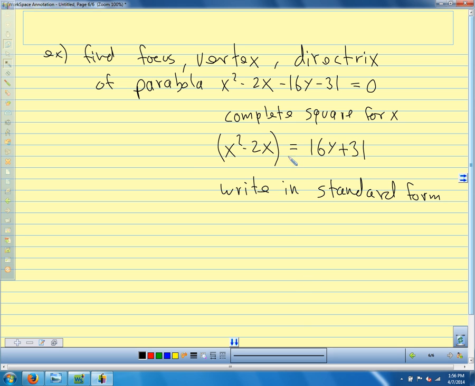Now just looking at this equation, what can we tell about this parabola without even completing the square? Our axis is vertical or horizontal? Vertical. Is it going to open up or down? Up. So vertical axis, it opens up. So we know that without even completing the square. If we came up with some other kind of parabola, we'd know we'd made a mistake somewhere.